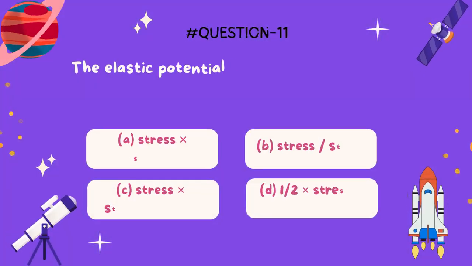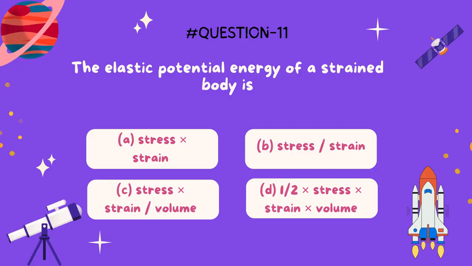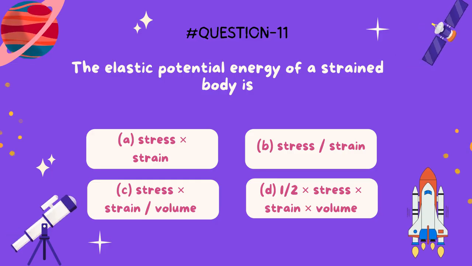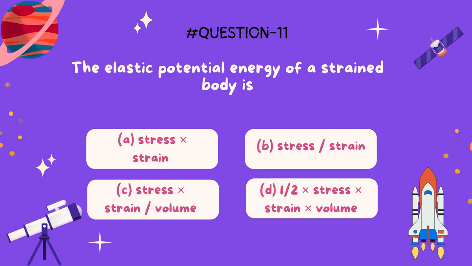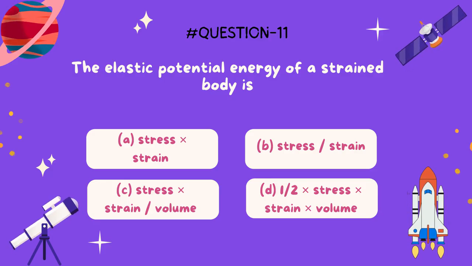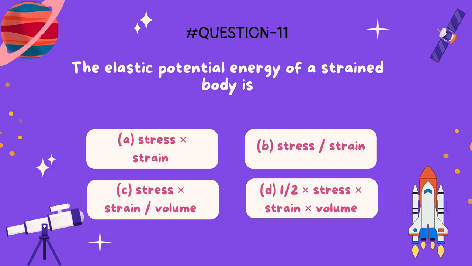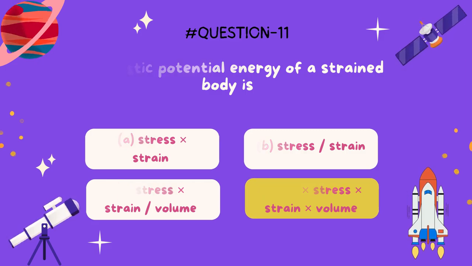11. The elastic potential energy of a strained body is: A. Stress times strain. B. Stress divided by strain. C. Stress times strain divided by volume. D. 1 divided by 2 times stress times strain times volume. Correct answer: D. 1 divided by 2 times stress times strain times volume.